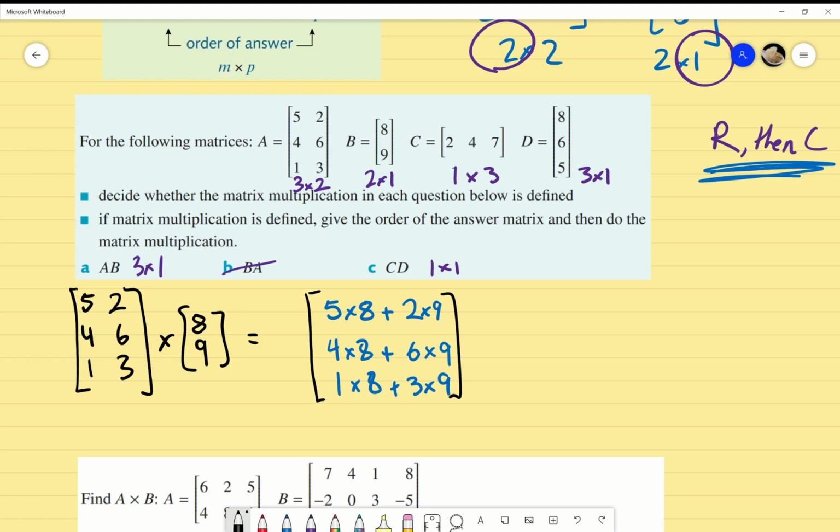Okay. From there, same thing applies. I'm going to go ahead and simplify it. So 5 times 8 plus 2 times 9 gives me 58. 4 times 8 plus 6 times 9. That's 32 plus 54, so that's 86. And then finally, I've got 8 plus 27, which gives me 35. Now, order-wise, does that look right for our matrix? Is it a 3 by 1? Okay, good. So we haven't screwed up anywhere majorly.